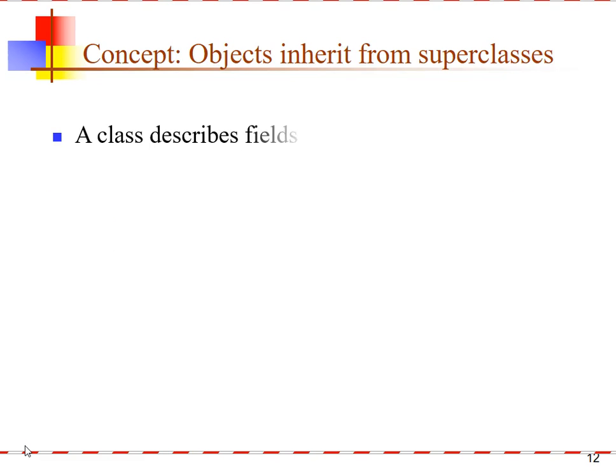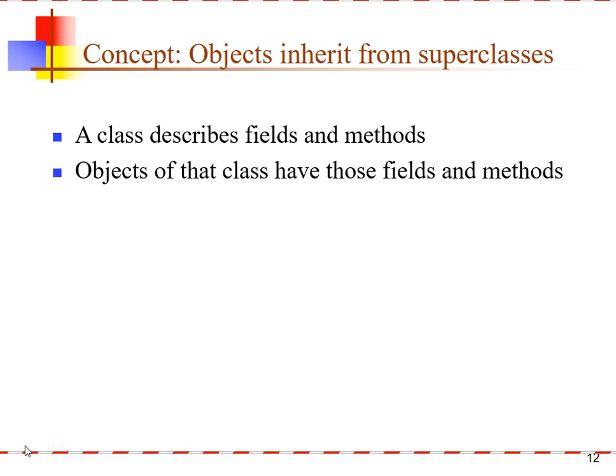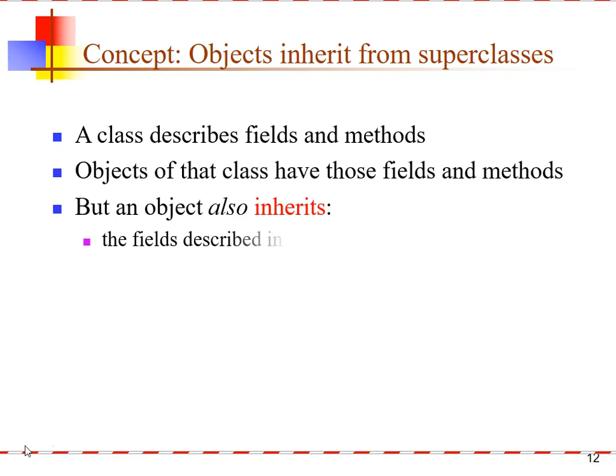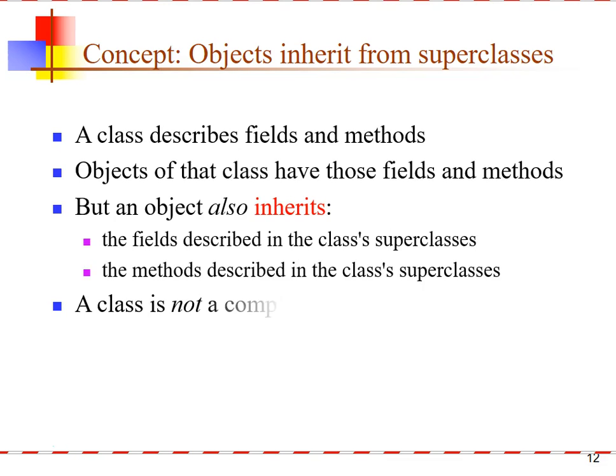The rest of this slide deck gets into inheritance. We'll just mention a little bit of it and then I'm going to stop. So the class describes fields and methods. An object of that class can have those fields and methods, but an object can also inherit fields and methods from a superclass. The fields described in a superclass can be inherited in the subclass, and so are the methods. A class is not a complete description of all of its objects.